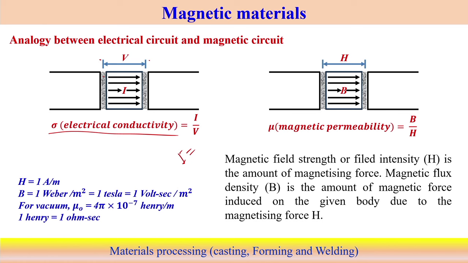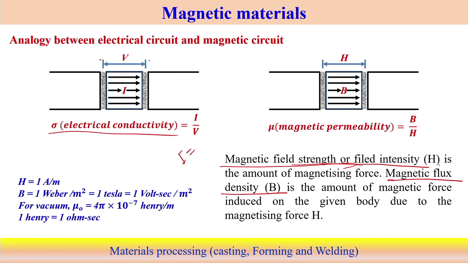B is analogous to the flow of the magnetic flux. B is known as the magnetic flux density. Similarly, H plays the role of the potential difference, helping to create the magnetic flux density. H is known as the field intensity, or the magnetic field strength, which is equivalent to the potential difference for the flow of current.